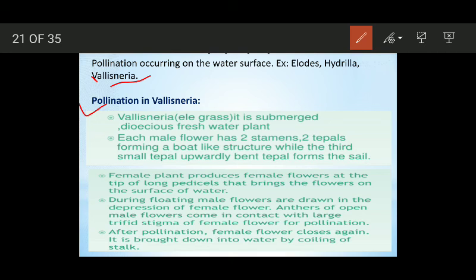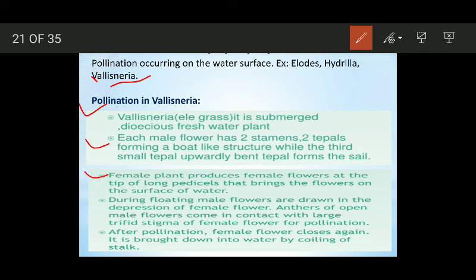Dioecious means the male flowers are present on one plant and the female flowers are present on another separate plant. Each male flower has two stamens. It has two tepals which form a boat-like structure, and there is one more tepal, the third tepal, which is upwardly bent and acts as a sail. A sail is a structure on ships, and that sail helps the ship use wind to move. Similarly, the male flower of Vallisneria uses one of the tepals as a sail so that it can float on the surface of water.